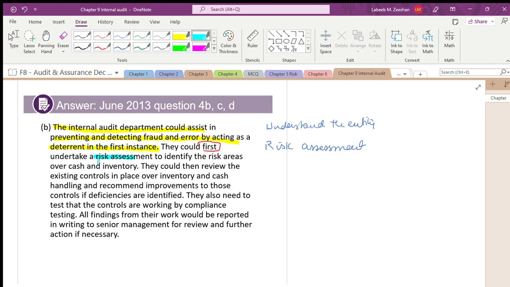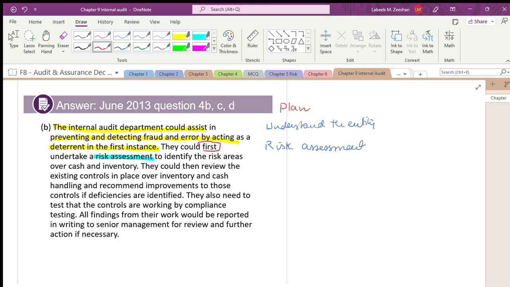First, you have to assess. This is the process we have to follow. First, you have to plan. Then you have to understand the entity. Then you have to take a risk assessment process. Fine. This is the technical way, the mechanical way of approaching the question as such.